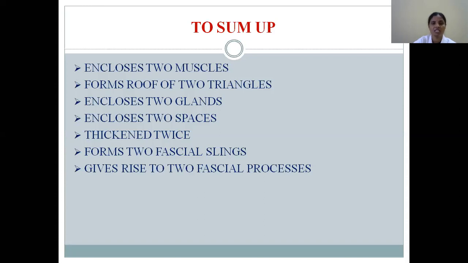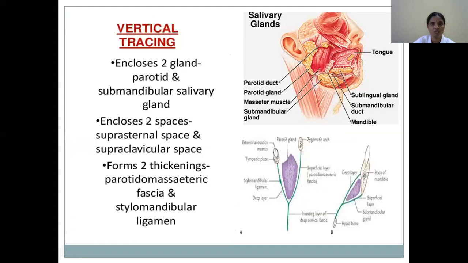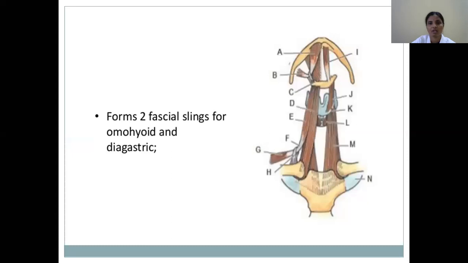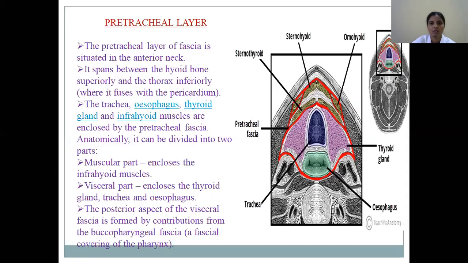Then it forms the 2 fascial slings, one for the digastric muscle and one for the omohyoid muscle. And it gives rise to 2 fascial processes. Now we'll learn what those 2 fascial processes are. If you observe the sternocleidomastoid, on its course it is enclosing the sternocleidomastoid. Just beneath, under cover of the sternocleidomastoid, the investing layer gives off 2 fascial layers. One is the pretracheal fascia, the other one is the prevertebral.